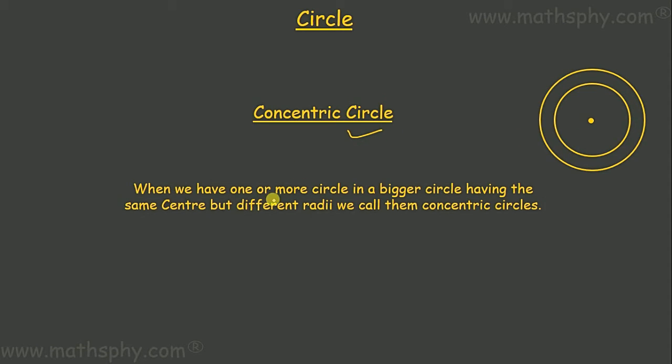So when we have one or more circles in a bigger circle having the same center but different radius, we call them concentric circles. This is the radius for this circle here, and this is the radius for this circle here. R1 is the radius for the smaller circle, R2 is the radius for the bigger circle. I have just named them R1 and R2. You can name them whatever you like.